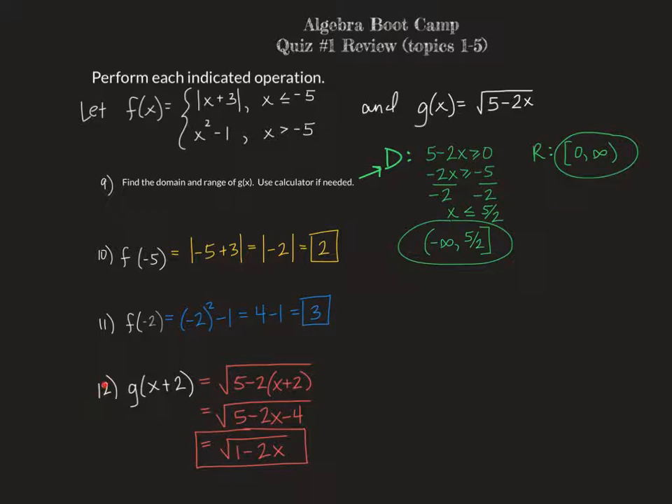And then number 12 is testing evaluating functions by plugging in another function. So I'm not asking you to evaluate at a number, I'm asking you to evaluate at x plus 2. Therefore, we plugged in x plus 2 where there was an x, distributed the -2 through, and then combined like terms to get our final answer.